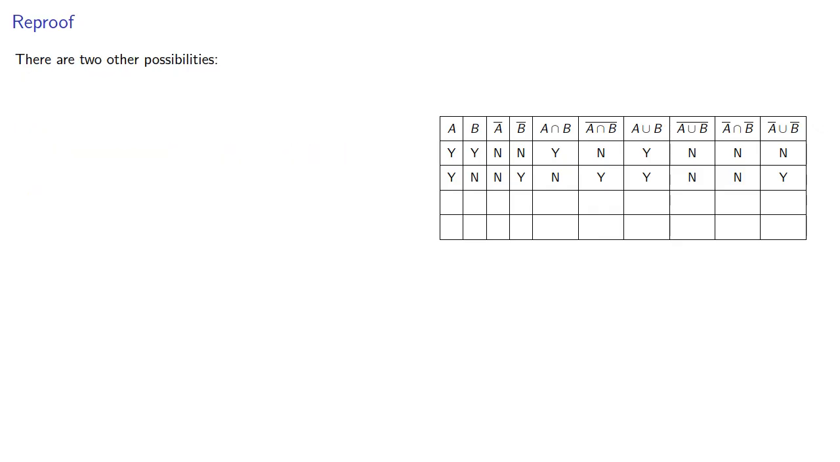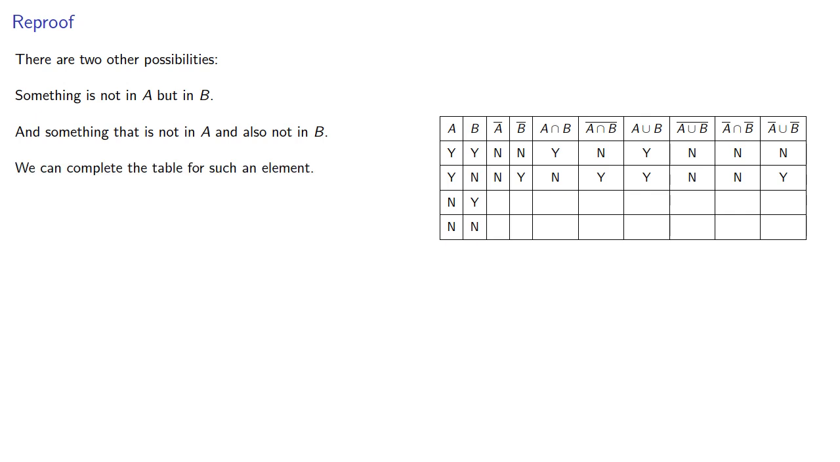There are two other possibilities. Something is not in A but in B, and something that is not in A and also not in B, and we can complete the table for such elements.